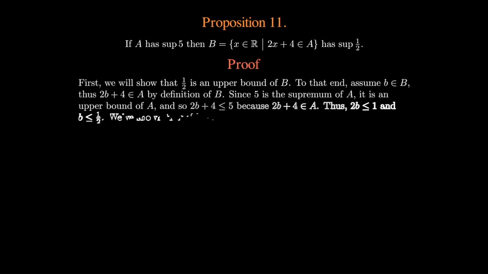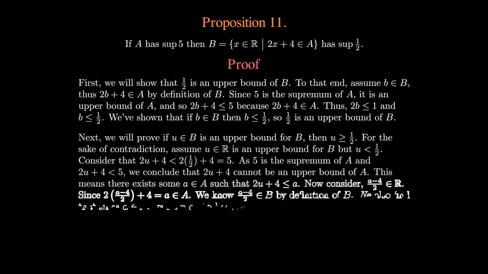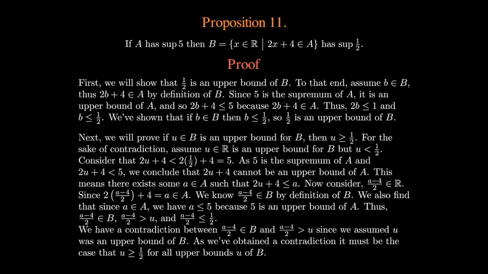Our next proposition says that if A has supremum 5, then B, which is equal to the set of real numbers x such that 2x plus 4 is in the set A, has supremum 1/2. Starting the same as before, we want to show that 1/2 is an upper bound of B. To do this, we assume some arbitrary element in B called little b. Then we use the definition of being in the set B to say that 2b plus 4 is in A.